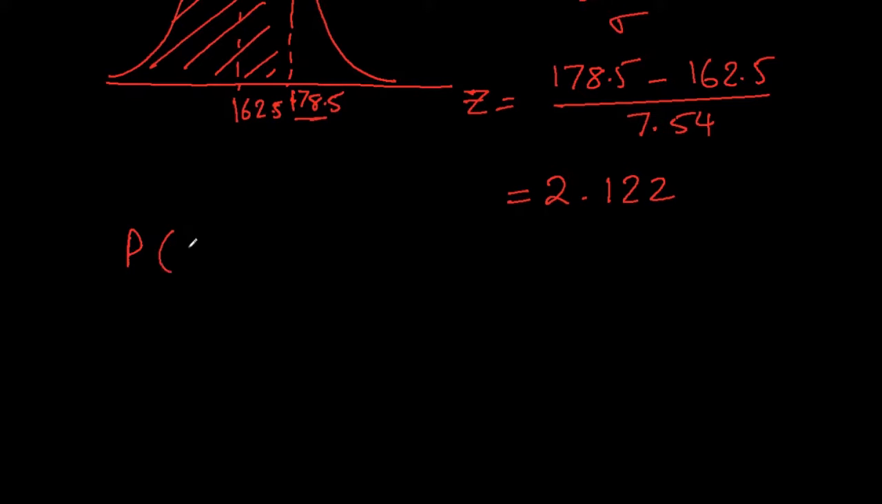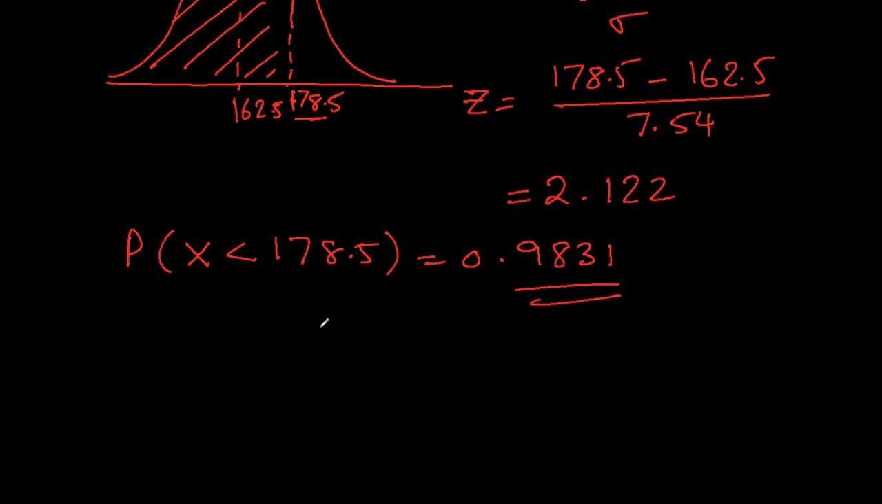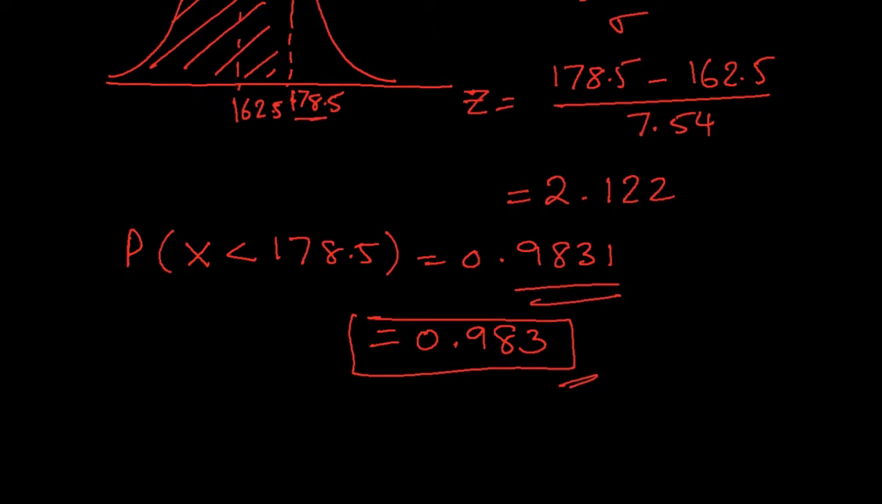So probability that x is less than 178.5 is 0.9831. And since in A level or AS level we want 3 significant figures as answers, we can round it off to 0.983. That will be the final answer.